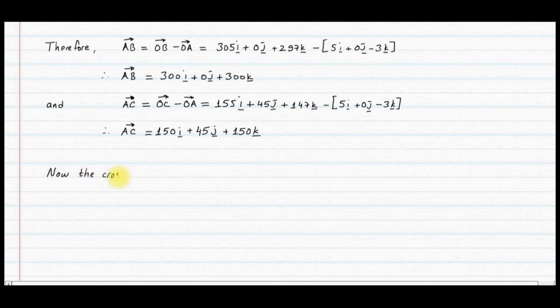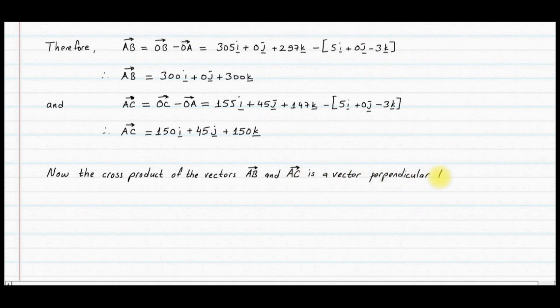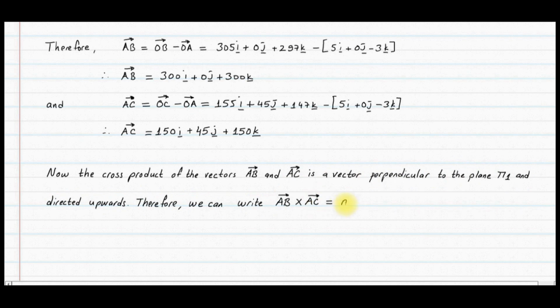Now, the cross product of the vectors AB and AC is a vector perpendicular to the plane pi1 and directed upwards as shown in the above sketch. Therefore, we can set the vector AB cross the vector AC equal to the normal vector n.